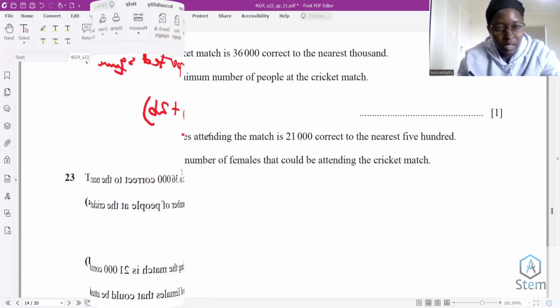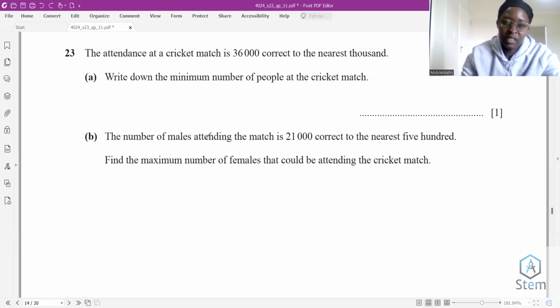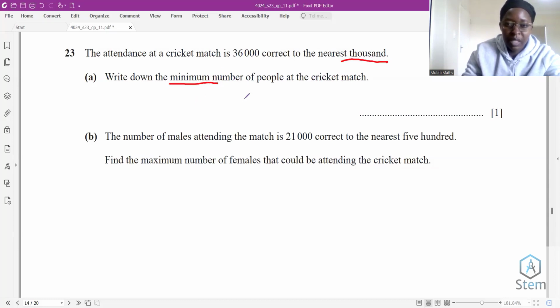Number 23, the attendance at a cricket match is 36,000, correct to the nearest 1,000. So this number is corrected to the nearest 1,000. The first question is saying, write down the minimum number of people at the cricket match. So the minimum number that we can round off to 36,000 is 35,500 here like this. This number, 500, can be rounded off to get 36,000. So that's our answer.